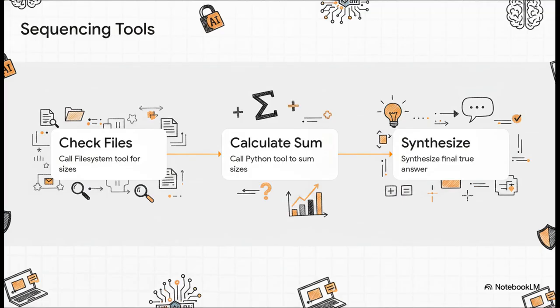First, it uses the Filesystem tool to ground itself in reality, reading the actual file sizes. Then, it immediately calls the Python interpreter tool to sum those sizes up and convert them into kilobytes. Finally, it synthesizes the final answer. This right here is true autonomous agency, produced locally on a laptop, no GPU required. The model is autonomously deciding which question to ask of which tool.